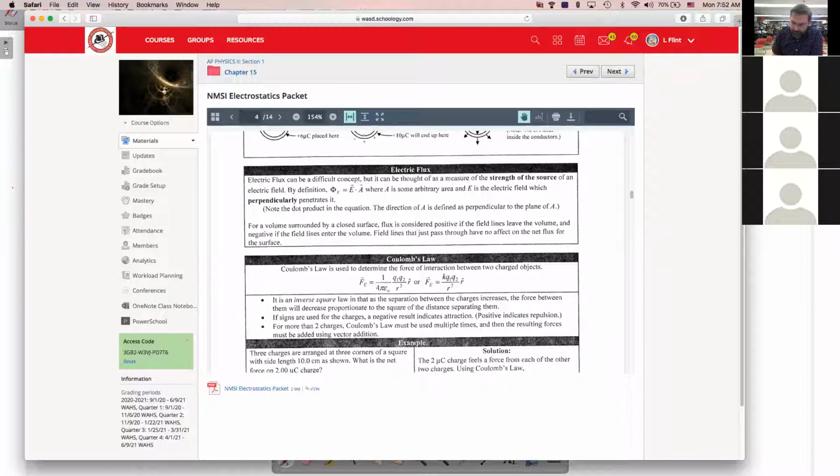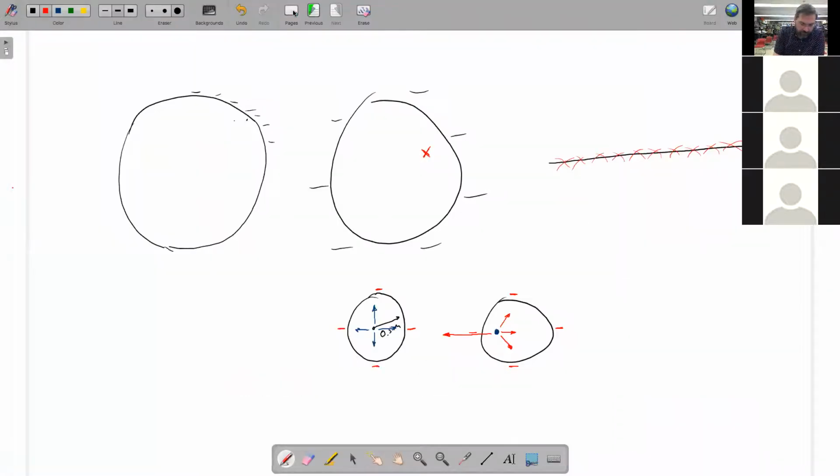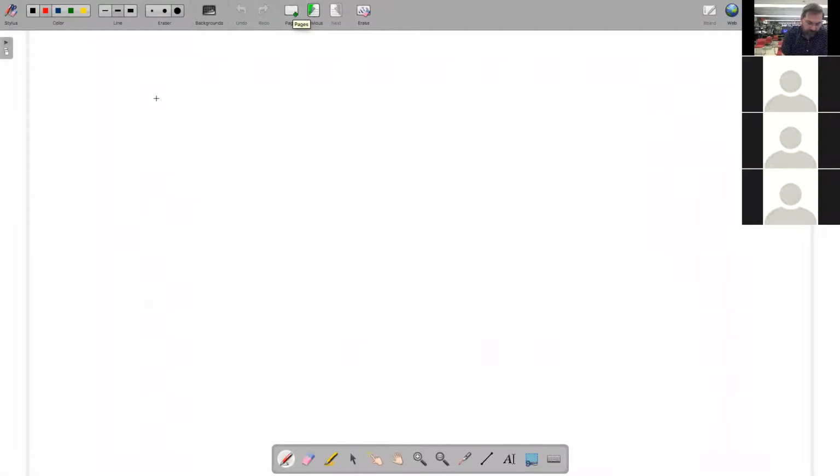So flux also means like to flow. All right, so here's the equation, and it says phi is equal to EA. This is the Greek letter phi, the uppercase Greek letter phi. It's usually made with a circle, and there's a vertical line that runs through it. And this is the symbol for electric flux.